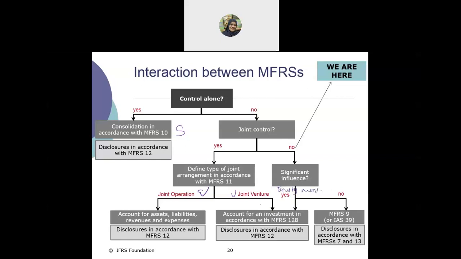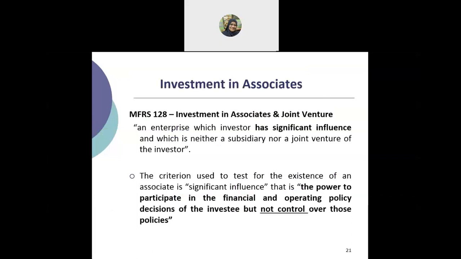Now we're going to look at significant influence. Significant influence here is when your share is 20% or more but less than 50%. So we said that we're going to have significant influence. For significant influence, the standard that we're going to apply is 128. So 128 refers to investment in associates. Okay, so for joint ventures and investment in associates, the accounting treatment is similar, so we're going to discuss them together, joint ventures and associates.